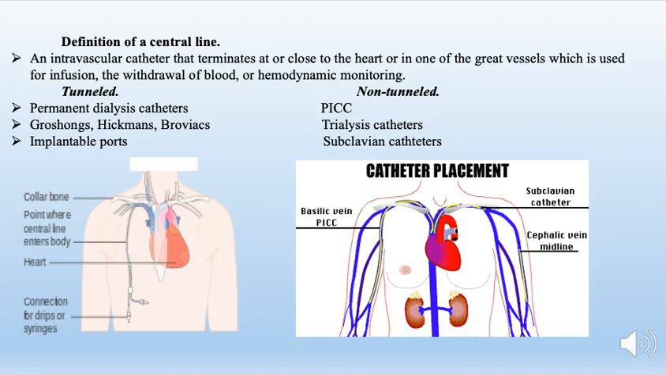What's the definition of a central line? It's an intravascular catheter that terminates at or close to the heart in one of the great vessels, which is used for infusions, the withdrawal of blood samples, or hemodynamic monitoring. There are two categories, tunneled and non-tunneled. Permanent dialysis catheters, Groshongs, Hickmans, Broviacs, and implantable ports are all tunneled catheters. Non-tunneled catheters consist of PICC lines, trialysis catheters, and subclavian catheters.